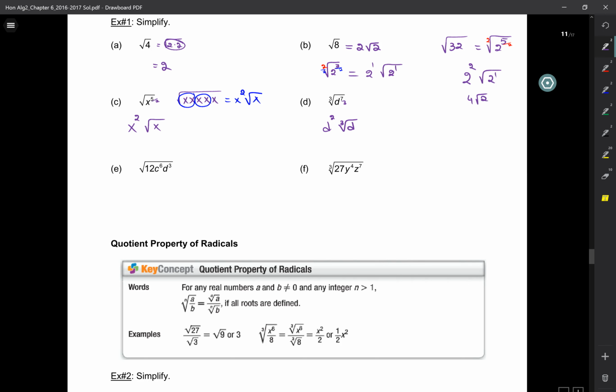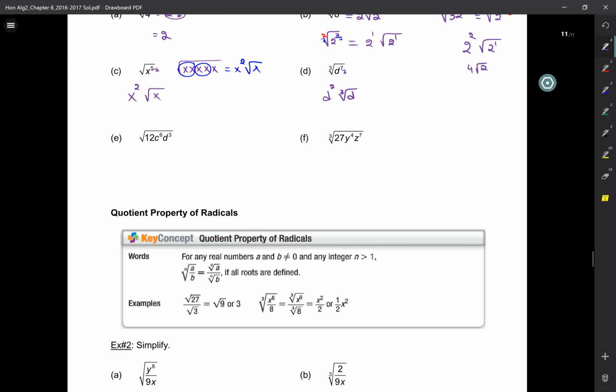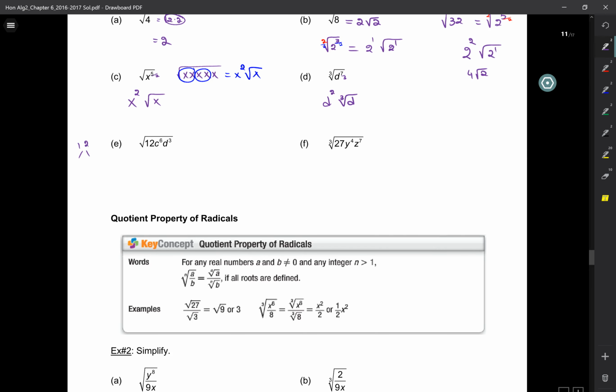All right, here I have 12c to the 6 d cubed. What is the 12? It's 4 times 3, which is 2 times 2 times 3. So how much is it? 2 root 3. So 2 outside, 3 stays inside. Now, what's my index? 2. So I'm going to divide 6 by 2, and it'll be c cubed, no remainder, so nothing stays inside. And the other one is d cubed, which I divide by 2. So how many comes out? d to the power of 1, and 1 d stays.